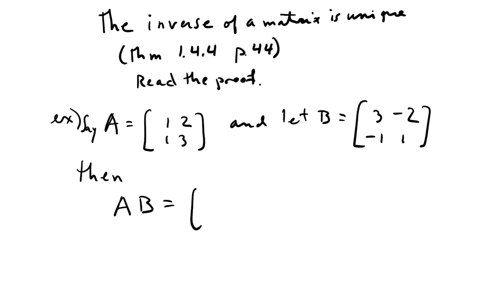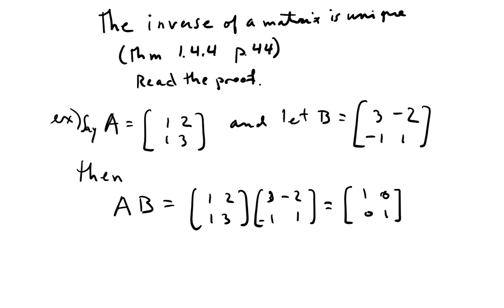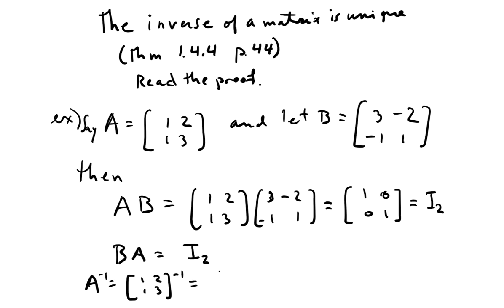AB, well, that's [1, 2; 1, 3] times [3, -2; -1, 1]. If you multiply them together, do it, you'll see that you get [1, 0; 0, 1]. So you get I2 as expected. Okay, if you do B times A, you can verify that you also get I2. Okay, so we can say that A inverse, which you also can write like that, is the matrix B.